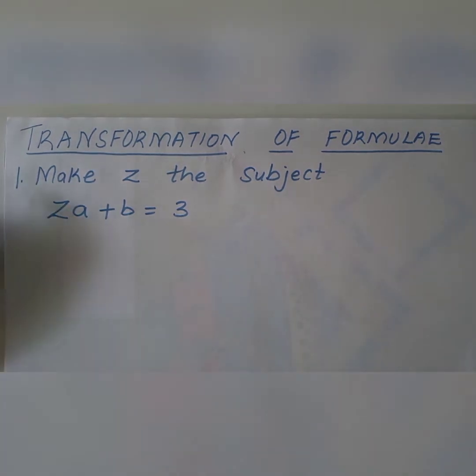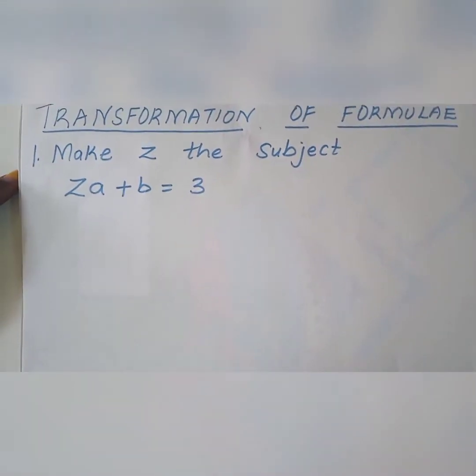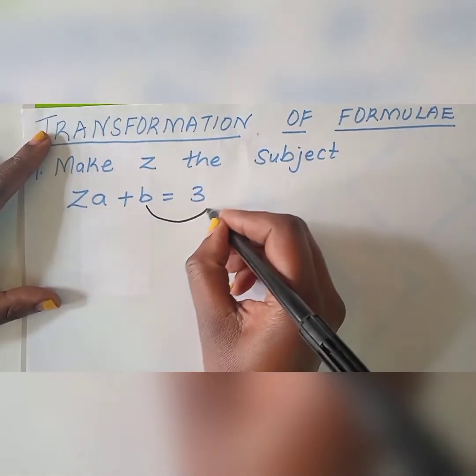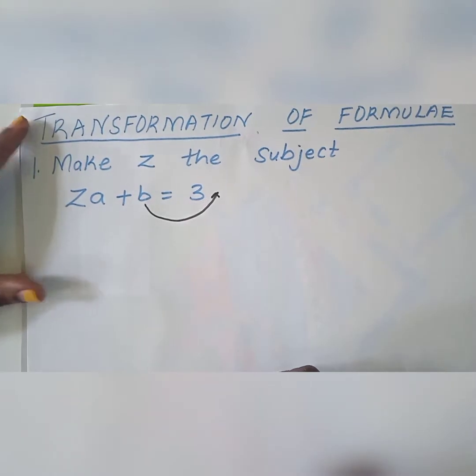And the first question is, make z the subject. So to make z the subject, you have to get rid of the number that is next to the z. So this one will take it to the other side of the equation.